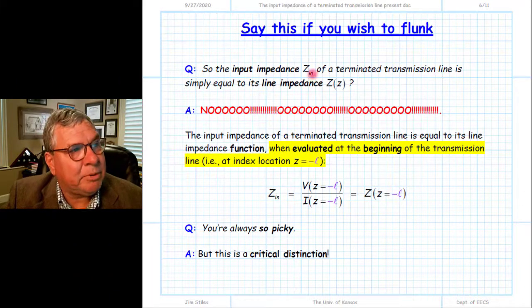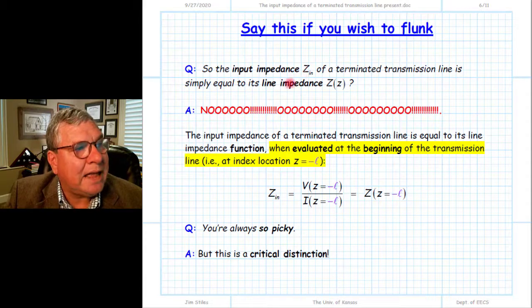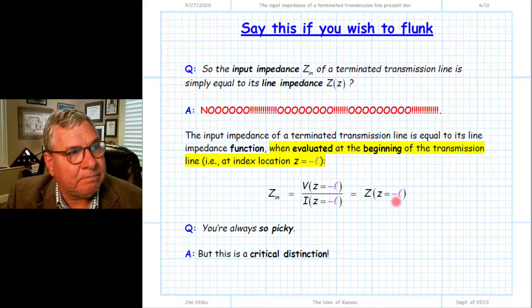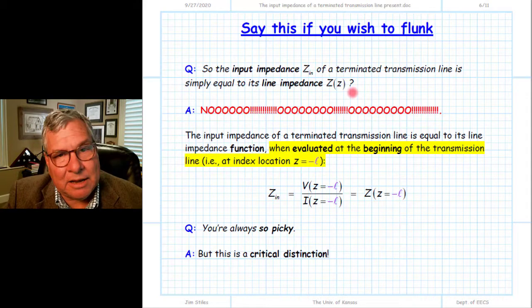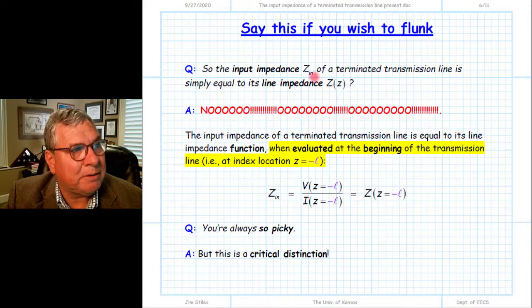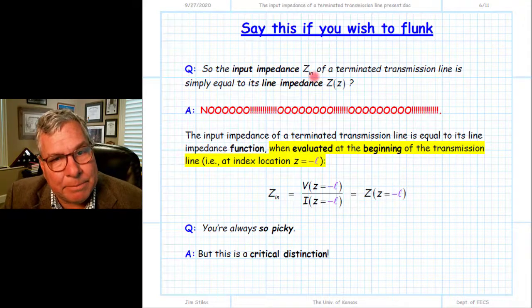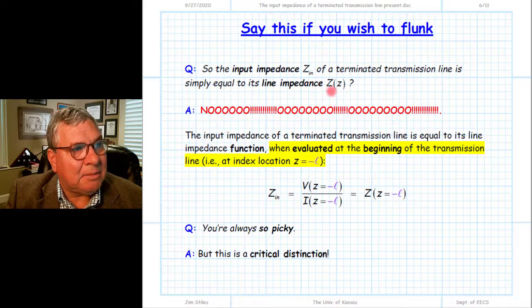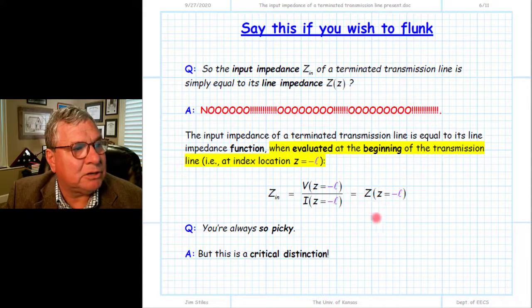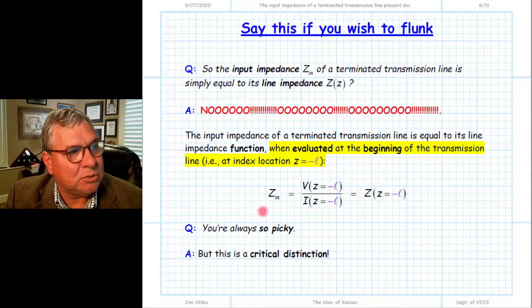We're saying that the input impedance is equal to the line impedance function when evaluated at the beginning of the line. The input impedance is not equal to the line impedance. The line impedance is a complex function of position Z, where the input impedance is simply a complex number. By taking this complex function of position Z and evaluating it at one specific location, whatever the value of minus L is, that converts it into a complex number equal to Zin.